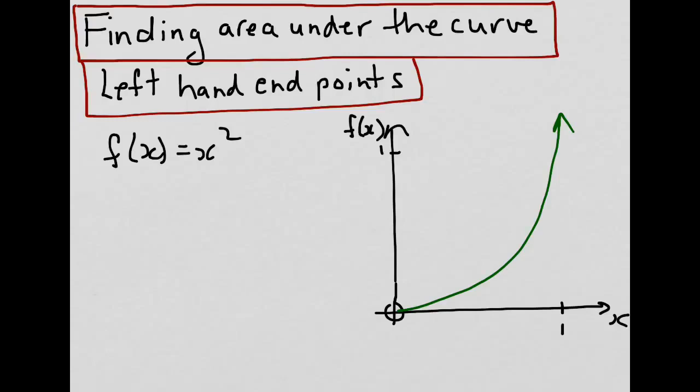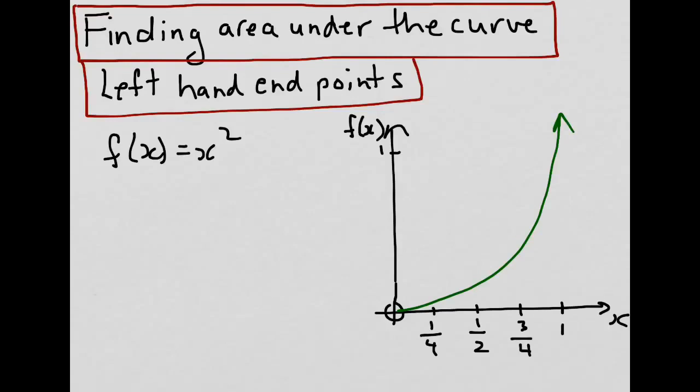One way to do this is to break the interval up into equal subintervals. So let's say we wanted to break it up into 4 equal subintervals so that we would have a quarter, a half, and 3/4. So we've broken up the interval from 0 to 1 into 4 equal subintervals.